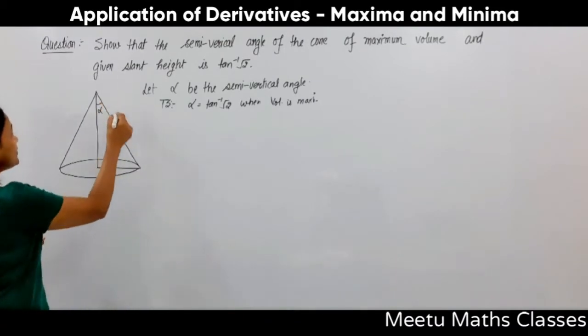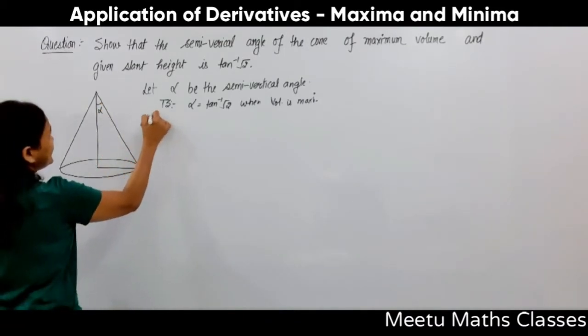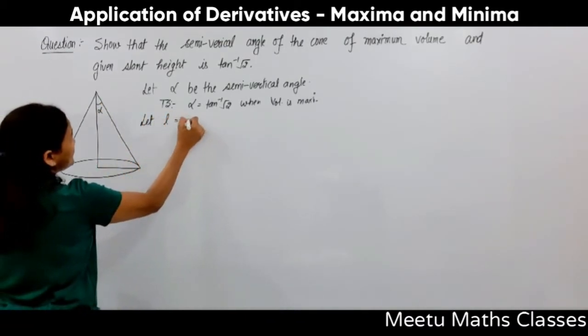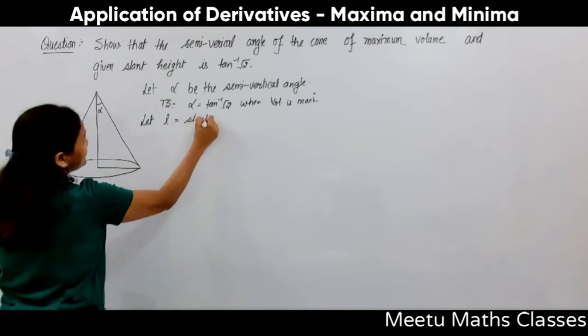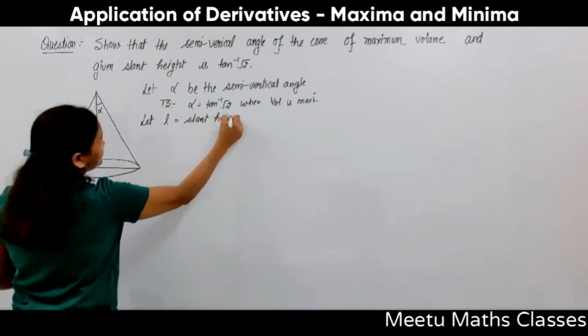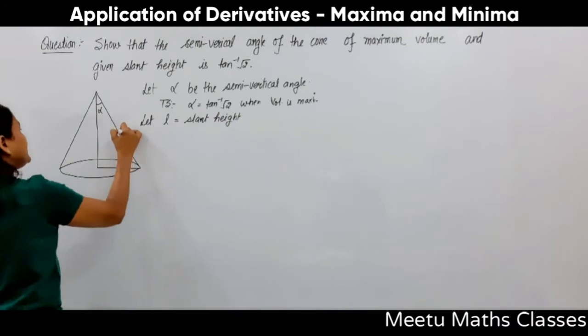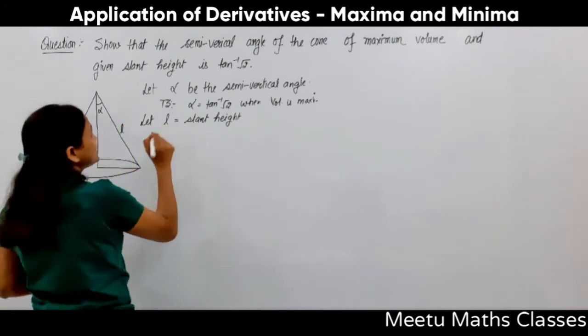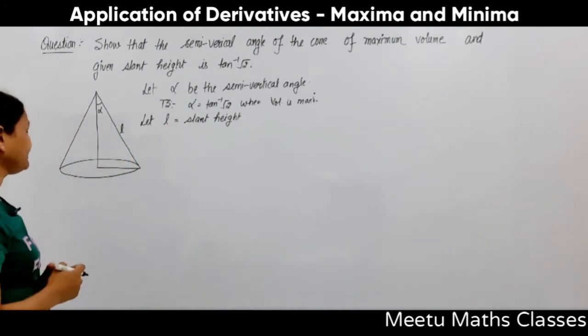Now you are also given the slant height. Let L be the slant height of the cone. तो ये भी आपको given है. So this is again a constant.